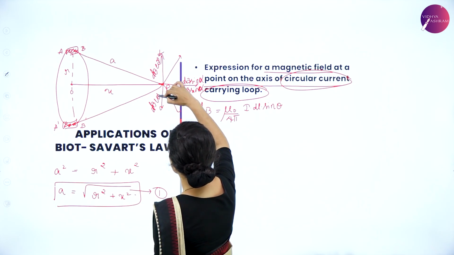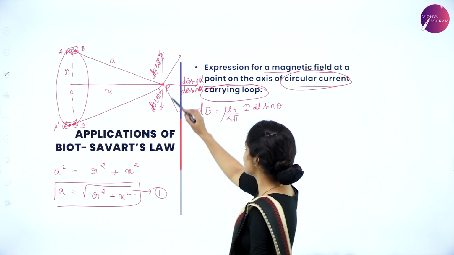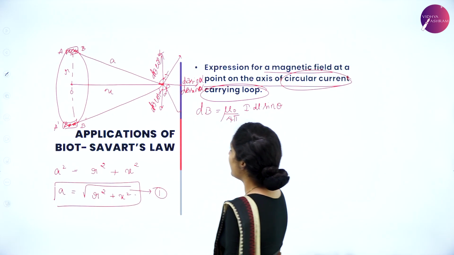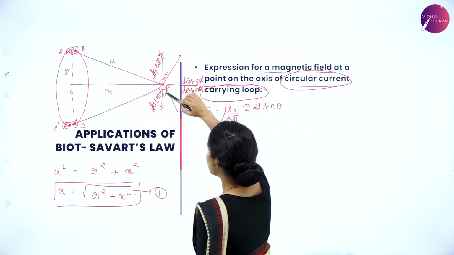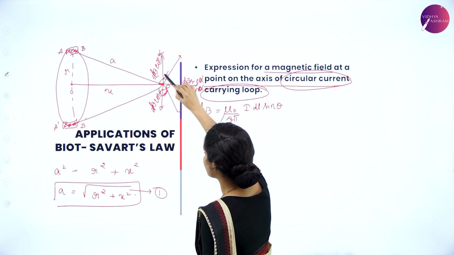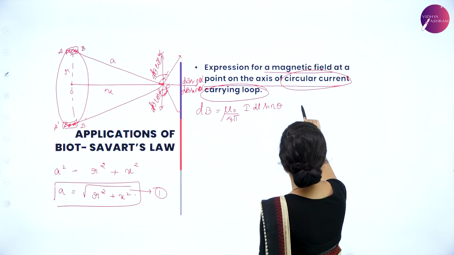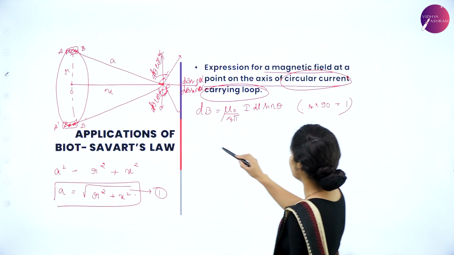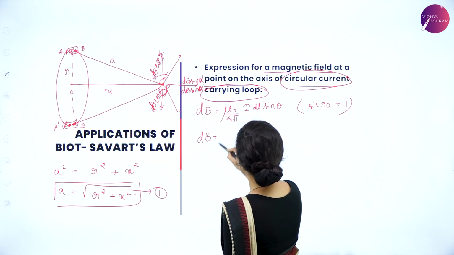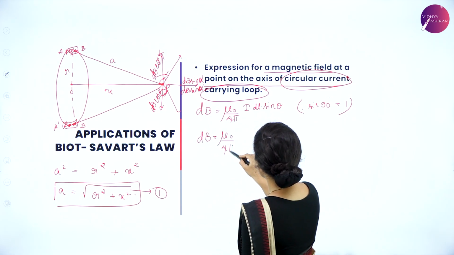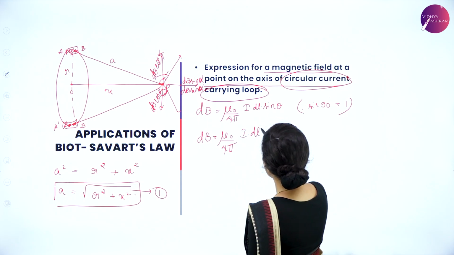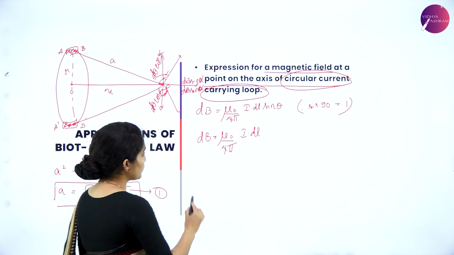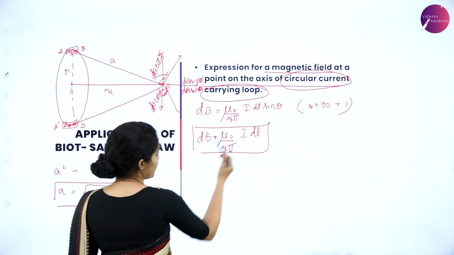The angle becomes alpha, because the angle made by this is alpha, and this also is alpha. So the resultant makes a 90 degree angle over here. Since sine 90 degrees is equal to 1, we get dB is equal to mu naught by 4 pi, I into dl, and sine 90 is 1. So we have this notation for your dB.